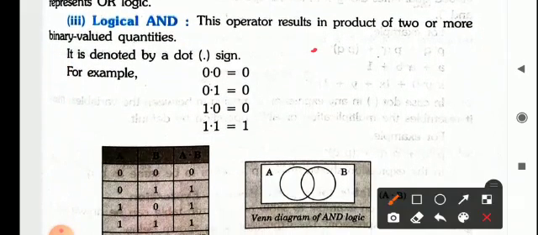Next we have the logical AND operator. A dot sign or period sign is used. Okay, AND is simple multiplication. Just now I showed you the truth table also. 0 dot 0 means the AND operator is being used. Okay, and 0 dot 0 is 0. So since it is a multiplication, if any of the inputs is 0, the output will be 0 only, and if both are 1, then only the output will be 1.